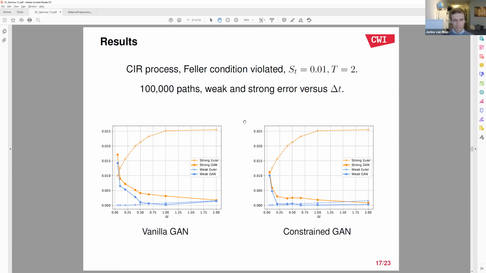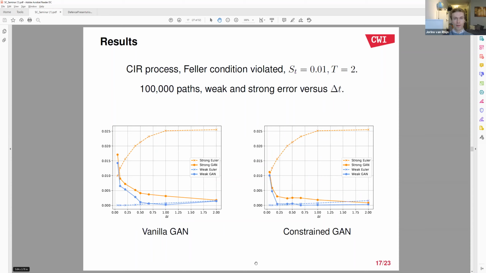But the weak error of the GAN is also at some point much lower already than the Euler scheme. So it's interesting to see when the GAN is outperforming the Euler scheme. That's basically what we're trying to see from this figure. And the strong error is very quickly outperforming the Euler scheme for both cases, and the weak error for some larger time steps. So this shows that both GANs are actually able to provide both a strong and a weak approximation. Although, just as what we saw in the ECDF plots before, the constrained GAN is doing a better job in approximating the distribution than the vanilla GAN.